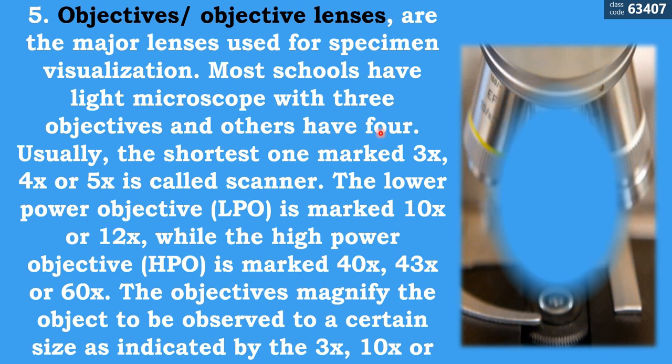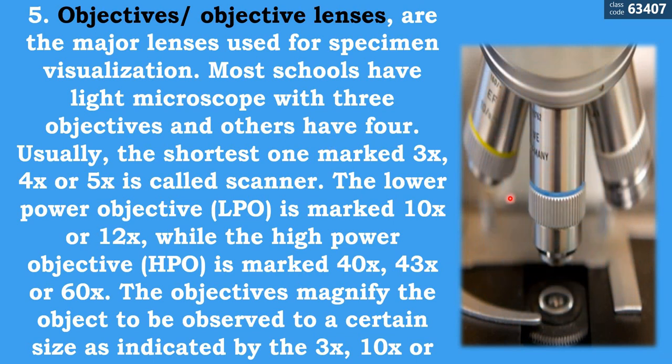Let's move on. For number five, these are called objectives, or objective lenses. These are the major lenses used in specimen visualization. So you're going to use one of these three, depending on your visualization. Most schools have a light microscope with three objectives, and others have four. Usually, the shortest one is marked 3x, 4x, or 5x. It is called the scanner. The lower power objective, or LPO, is marked 10x or 12x, while the high power objective, or HPO, is marked 40x, 43x, or 60x. The objectives magnify the object to be observed to a certain size as indicated by the 3x, 10x, or 20x objective.